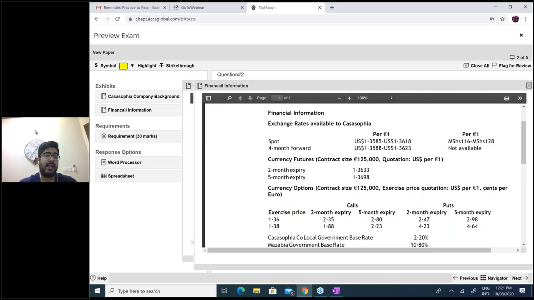Okay. And then you are given information about currency options. The contract size again is standardized, 125,000 euros. Exercise price quotation is dollar per euro, or cents per euro. Either way, euro is in the denominator. Okay. You're given two exercise prices, 1.36 and 1.38. You're given calls and puts: 2-month expiry calls, 5-month expiry calls, 2-month expiry puts, 5-month expiry puts, and these figures in the middle in calls and puts.